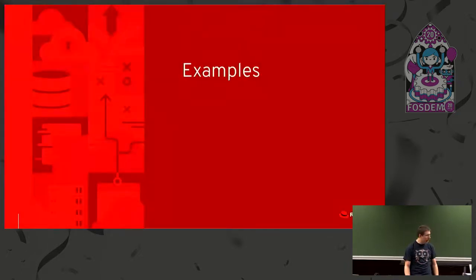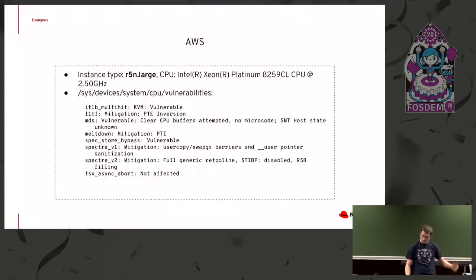So now I just wanted to show you some examples of some existing instance types on different cloud providers. And let's start with AWS. So here is an R5N large instance. And if you go to this sys interface and see what's happening, you will see something like that. How do you read it?